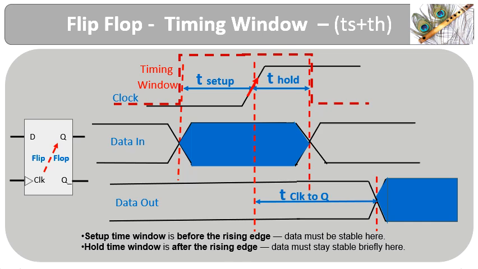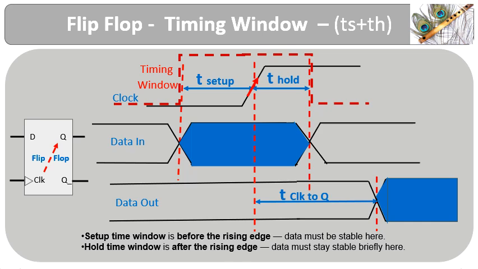The setup time is the minimum period before the active clock edge during which the D input must remain stable. The hold time is the minimum duration after the clock edge during which the D input must continue to remain unchanged. The region defined by the setup and hold intervals is called the timing window or aperture time. For correct operation, input data transitions must occur outside the timing window, ensuring stable capture.